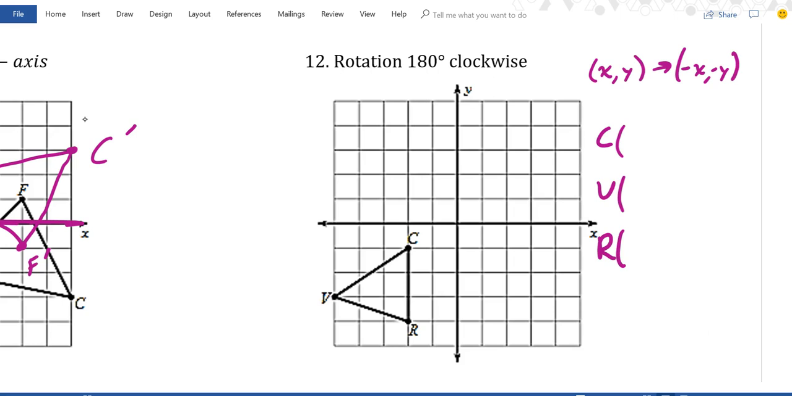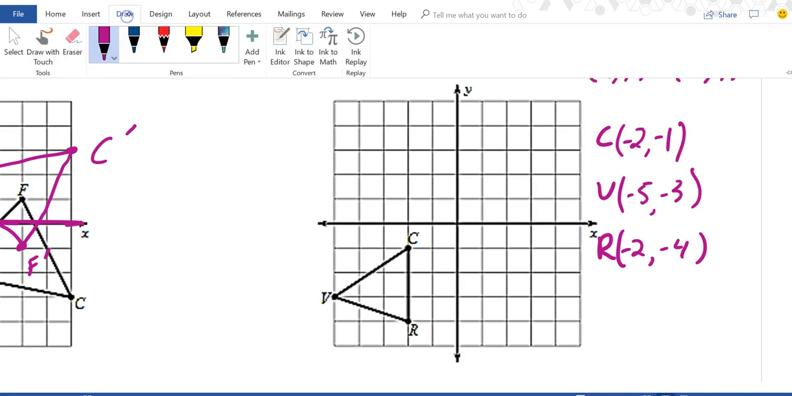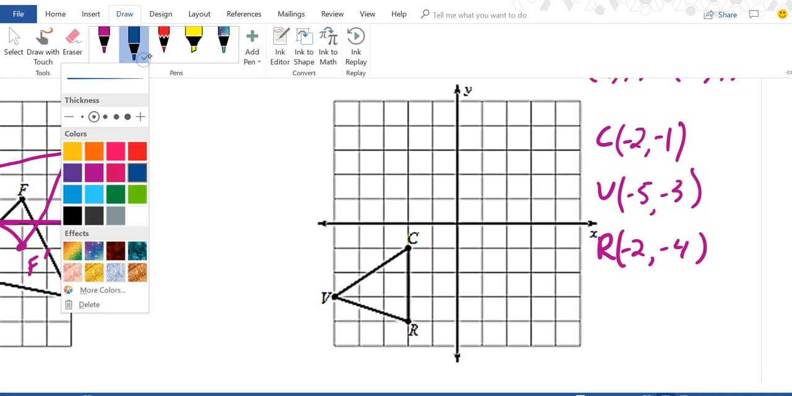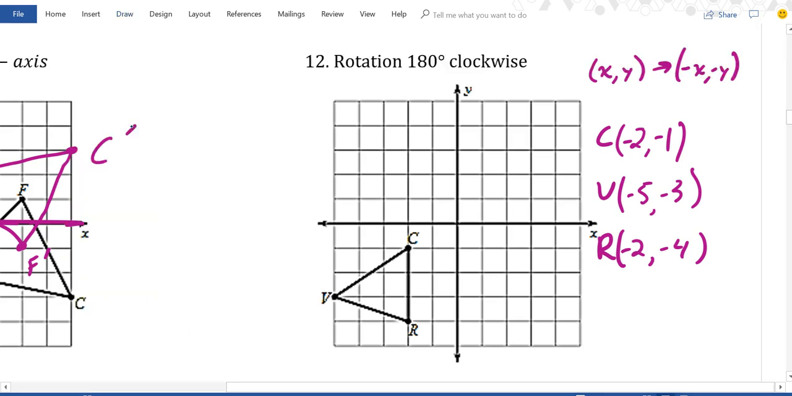So C is at -2, -1. V is at -5, -3. And R is at -2, -4. So let me go ahead and do our switches here. So I usually write to the right, I know, but I'm going to go ahead and just go down here for the sake of room.